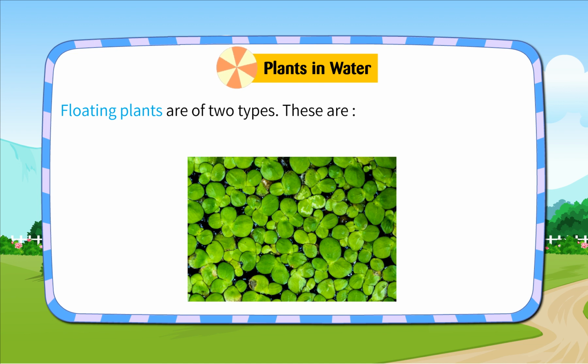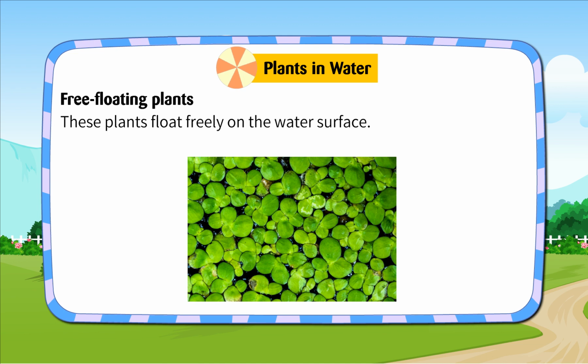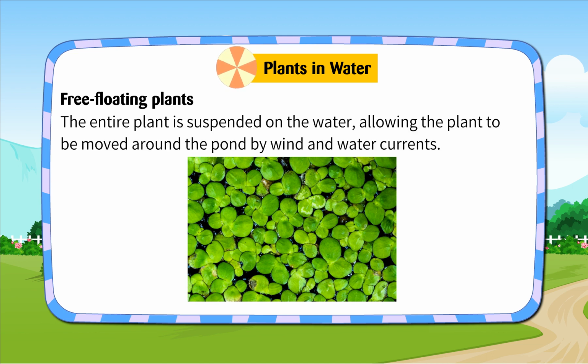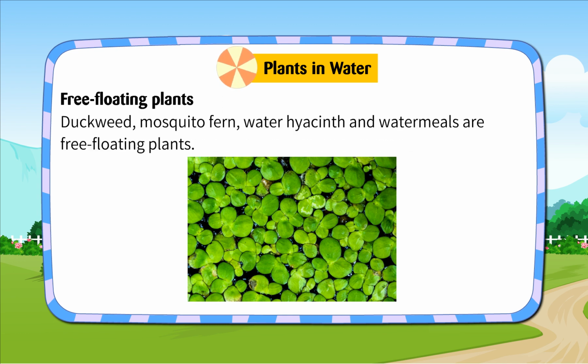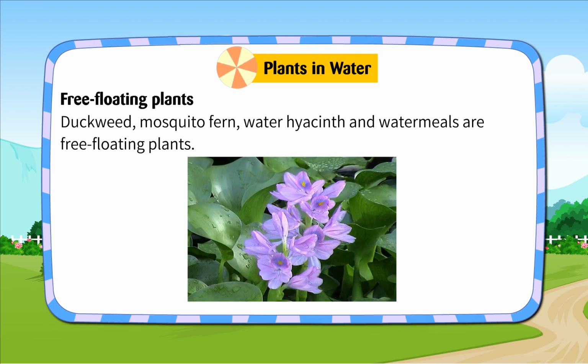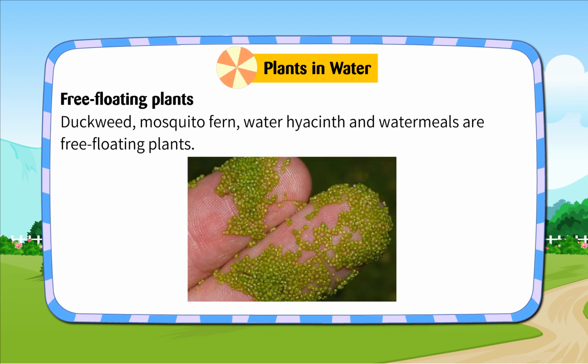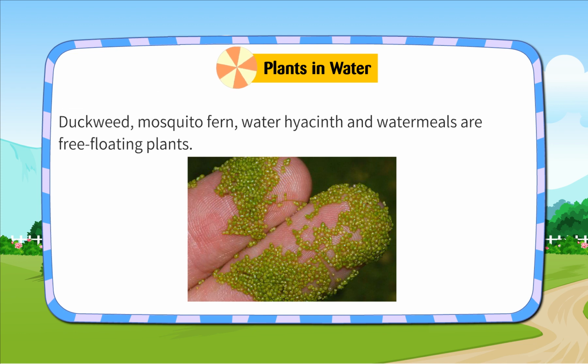Floating plants are of two types. These are free-floating plants. These plants float freely on the water surface. The entire plant is suspended on water, allowing the plant to be moved around the pond by wind and water currents. Duckweed, mosquito fern, water hyacinth, and watermeals are free-floating plants.